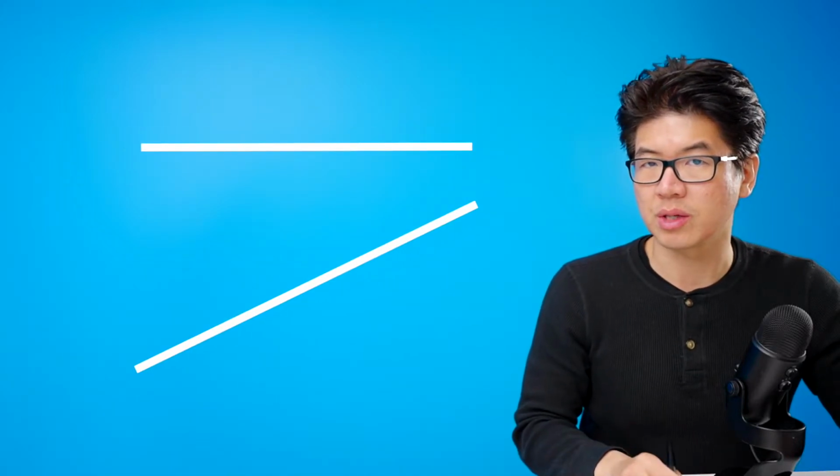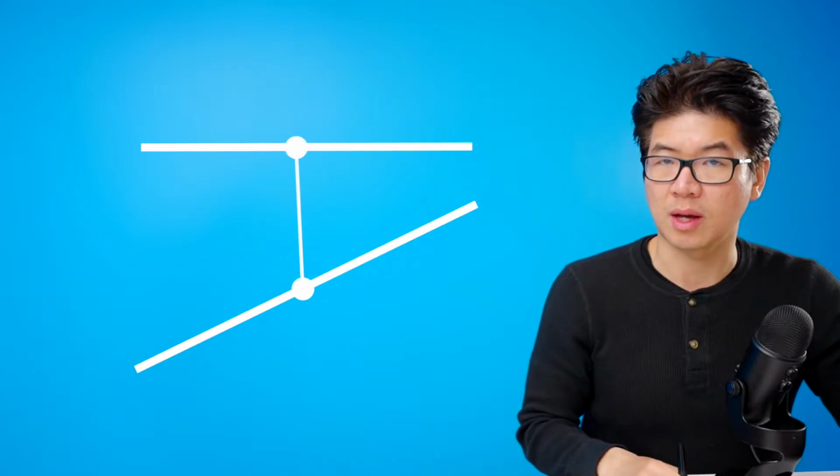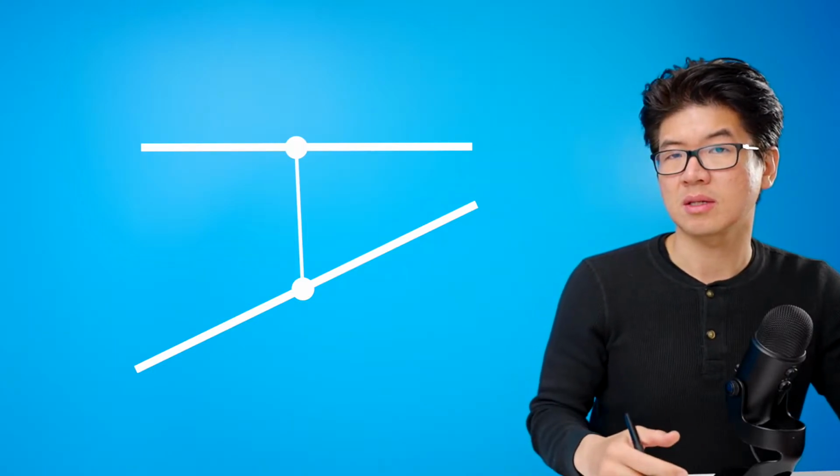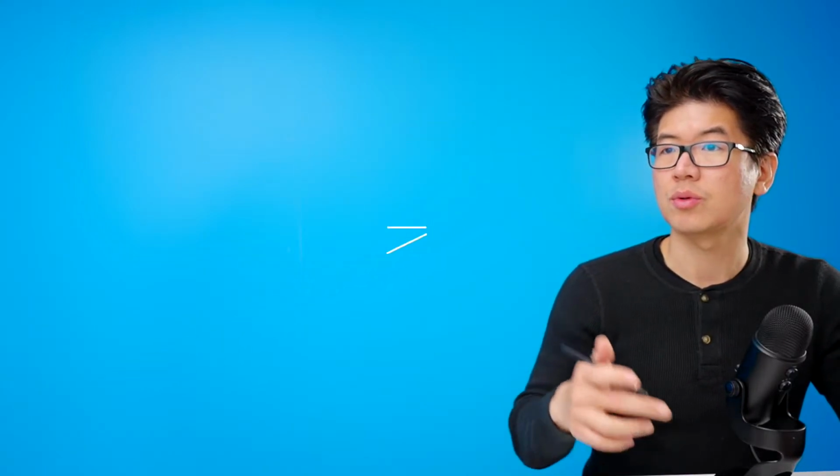Hey, in this video, we're going to talk about how to find in 3 dimensions the distance between two lines that don't intersect, two skew lines. Okay, let's discuss this with an example. Here it is.